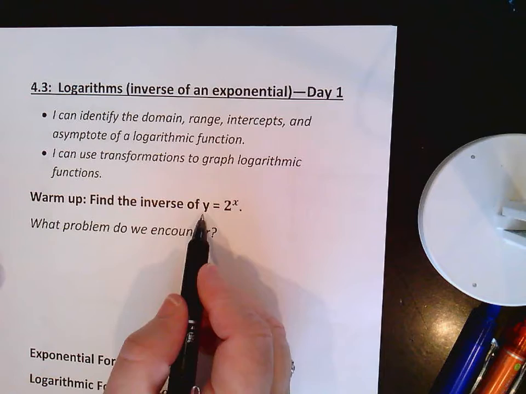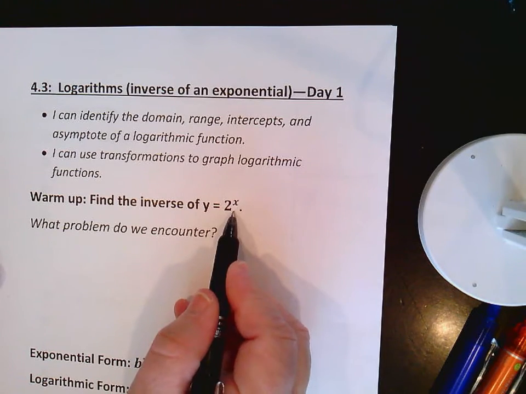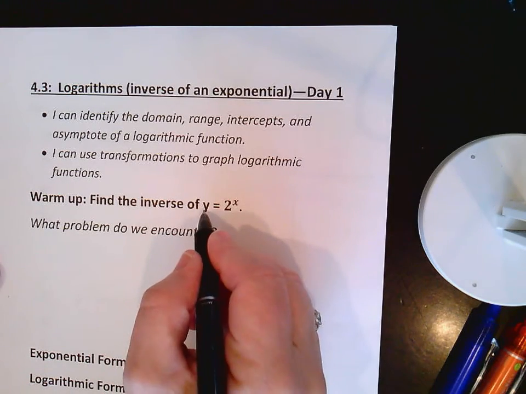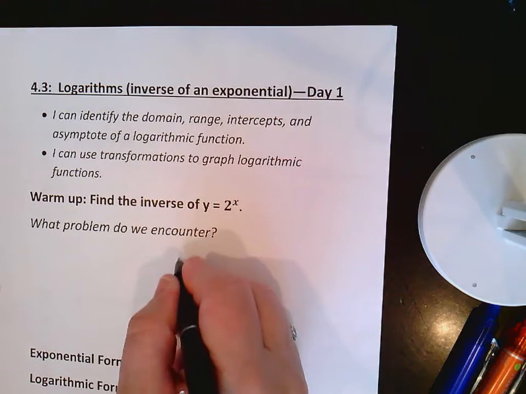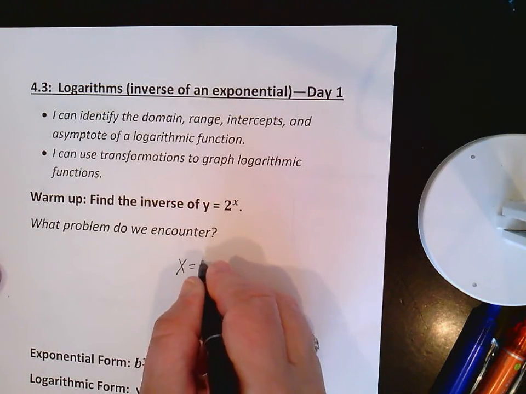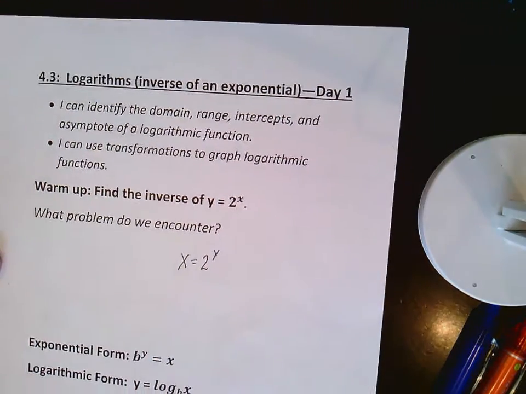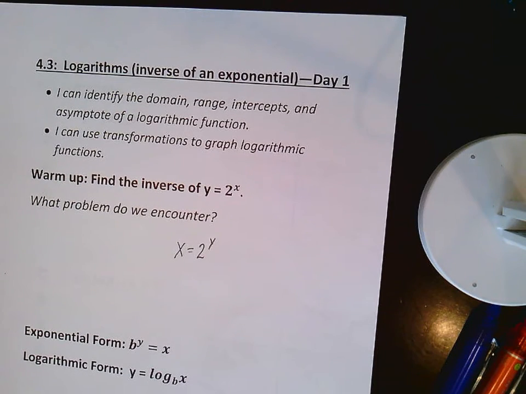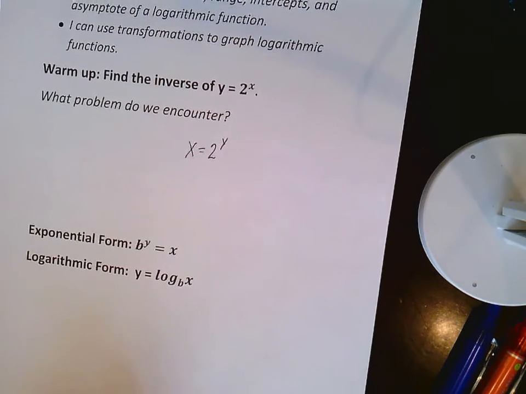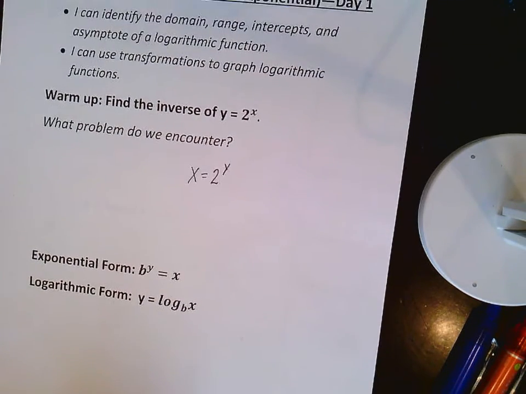If I have an exponential function and I want to find the inverse of it, remember the inverse is where you switch the x and the y. So this would be x equals 2 to the y. And then the question is, how do we get to the y? Right? That's the problem we encounter. Well, logs are how we deal with the inverse, are the inverse of the exponential function.